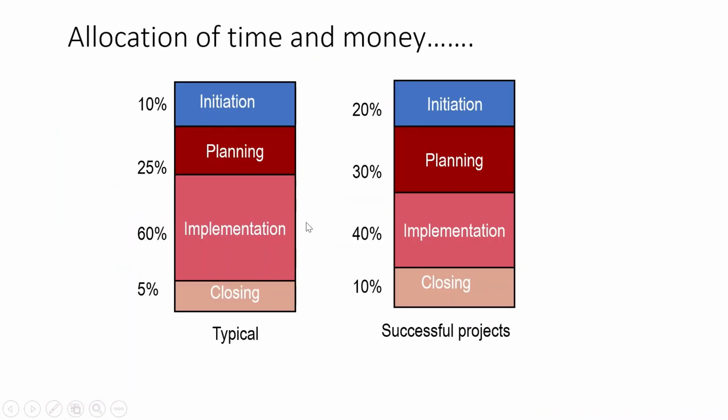Typically, ideally, a typical project cycle, initiation may take 10% of money and time, planning may take 25%, implementation 60%, and closing 5%. But successful projects, as best examples show, have initiation at 20%, planning 30%, implementation 40%, and closing 10%.